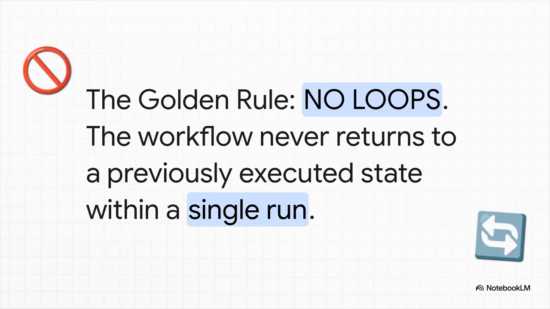And this all leads to the one single golden rule of DAGs: no loops. Ever. A workflow can never return to a step it has already finished in the same run. Now, if a model needs retraining, you don't just loop back. No, you trigger a brand new, clean run of the entire DAG. That discipline is what gives you reproducibility and stability.